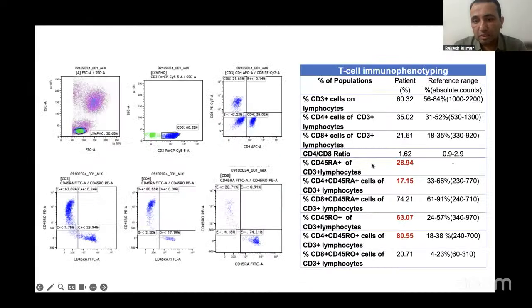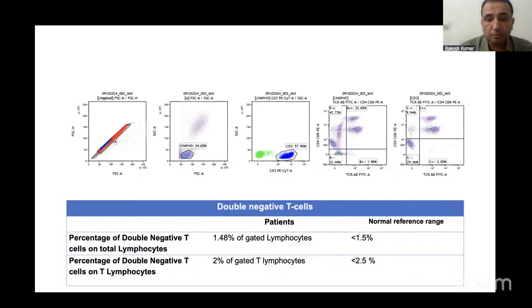CD45RA is a marker of naive T cells, while CD45RO is a marker of memory cells. Typically we see a naive compartment at birth, mostly around 70 to 80%, while in this child naive cells are significantly reduced, and memory cells are 63%, which suggests that naive cells are very low in this child. Because of the lymphoproliferation and allergy, we also thought of ALPS-like disorder, autoimmune lymphoproliferative disorders, while the double negative T cells were perfectly normal in this child.